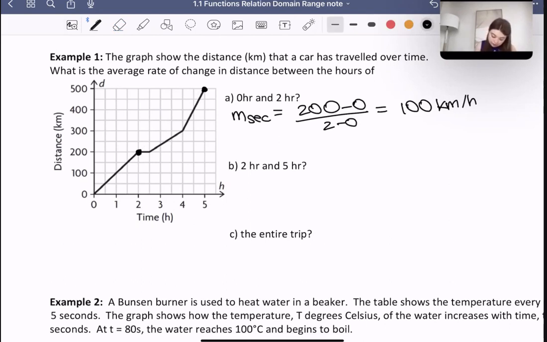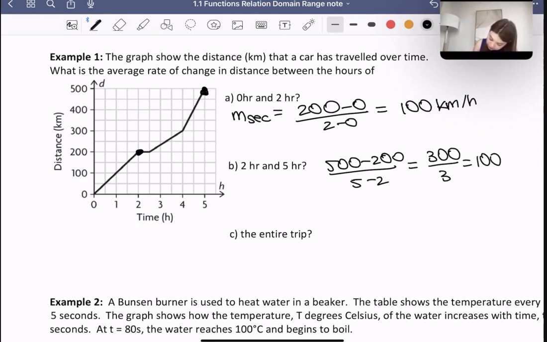So let's do that. We have 500 minus 200 over 5 minus 2 here, right? If we take these 2 points and find the slope between them as though it's a straight line, we end up with 300 over 3, which is 100 kilometers per hour. Very good. Awesome. So even though they didn't actually do any traveling at 100 kilometers per hour, given all the rates of change they did have, the average rate of change amongst all of them was 100 kilometers per hour.